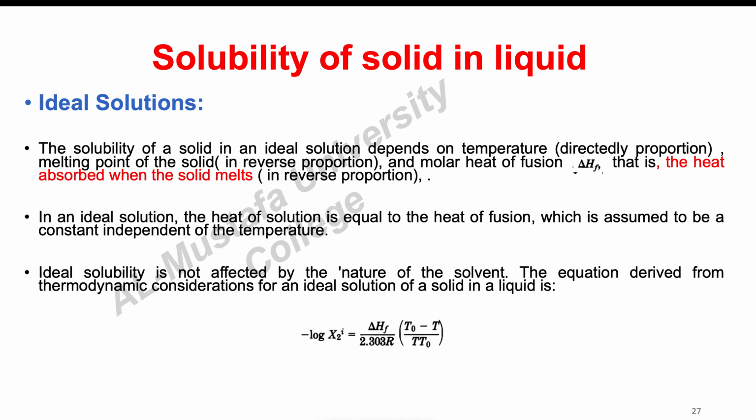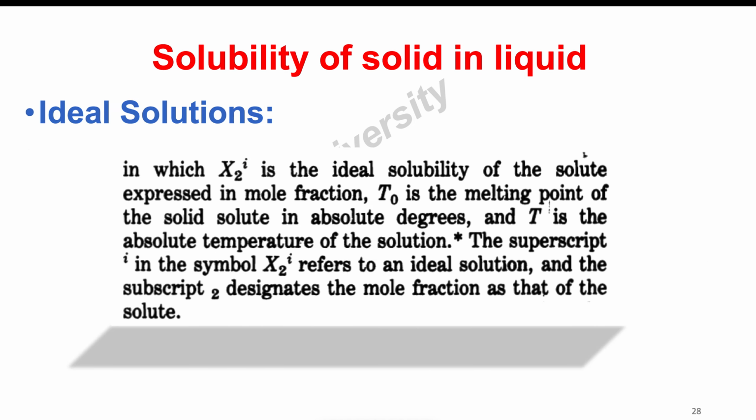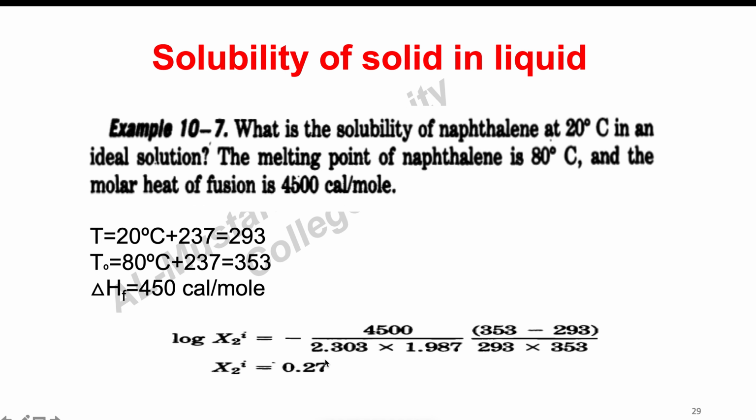As we said, the plot of the logarithm of solubility versus temperature results in a straight line because of the linear relationship: as temperature increases, solubility increases. It will make a straight line with a slope, and the slope is delta HF over 2.303 R. This is derived from the equation, so you don't need to worry about it. I give it to you, and here the result comes out.